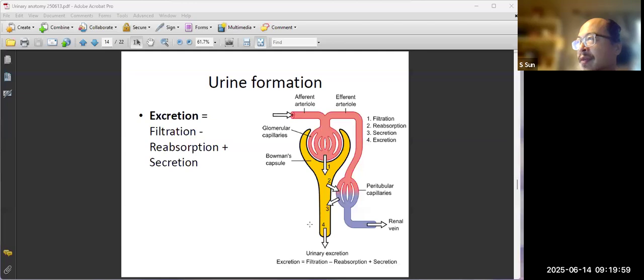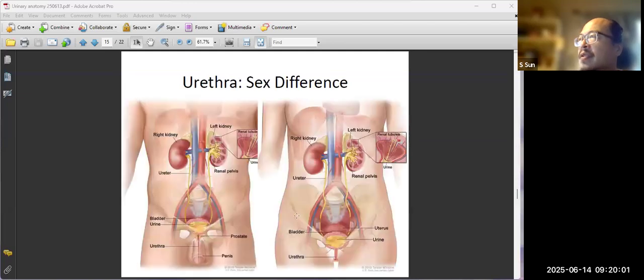Yeah, so we talk about that, urine formation. So after knowing this, we know that urine will transport all the way into the bladder. And here we are looking at male and the female. So the urinary system, after all, does not have too much of a difference in the kidney between male and female, in the ureter, in the bladder.